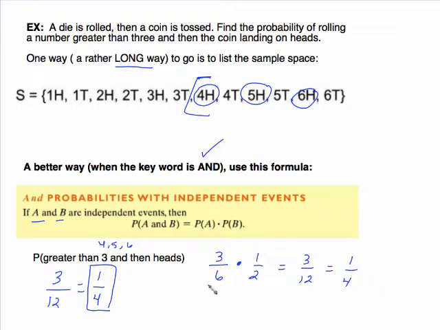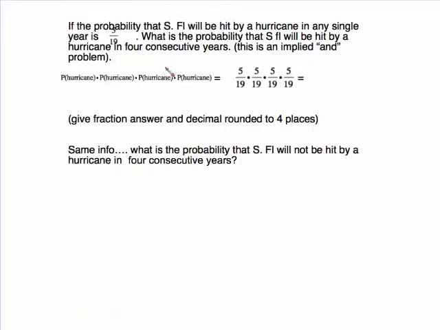You can type it into your calculator. If you've got the fraction bar in the calculator, you can reduce. 3 goes into 6 twice, 1 on the top, 2 times 2 is 4. So you can use either method. It's just this is a lot faster than having to write out this big sample space.